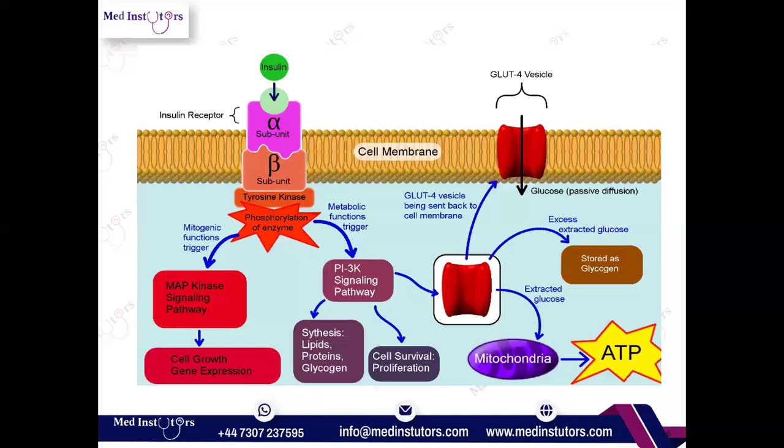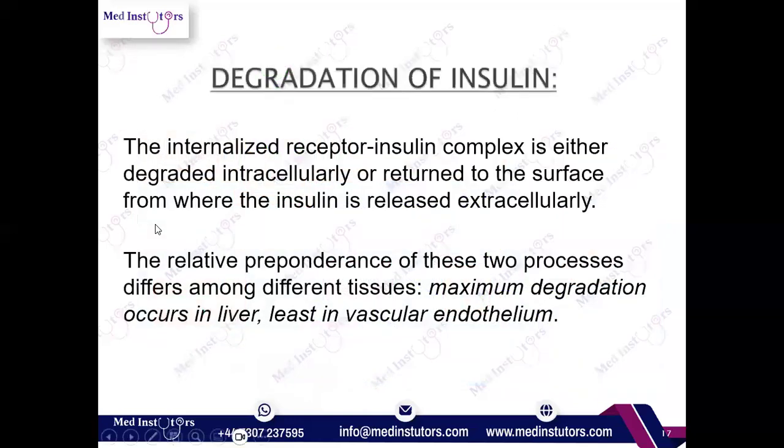Now, after this insulin action, its function is completed. Now, what happens? What is the fate of insulin? It can get degraded. The insulin and the insulin receptor can get internalized and are either degraded intracellularly or returned to the surface, from where the insulin is released extracellularly. The relative preponderance of these two processes differs among different tissues.